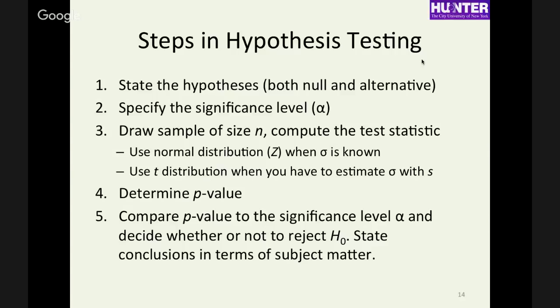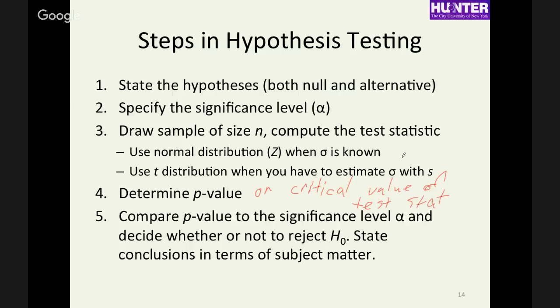So step 1, state your null and alternative hypotheses. Step 2, specify the significance level. In a paper, that will often get done in the methods. Step 3 is to go ahead and draw your sample of size n and compute a test statistic according to the rules we've learned. Then you determine your p-value. I might add to this, or critical value of test statistic.